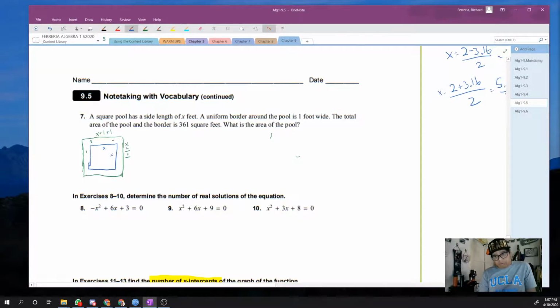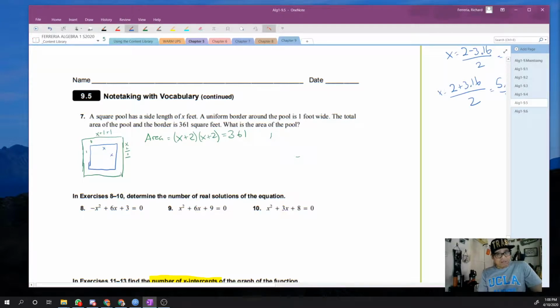And the other dimension, you've got 1 plus x plus another 1. And that's going to be x plus 2 as well. x plus 1 plus 1, x plus 1 plus 1. So the area of the pool and the deck is x plus 2 times x plus 2, which is the same thing as 361, because notice they gave me a numerical value for the area of the pool and the border. So that's equal to 361.